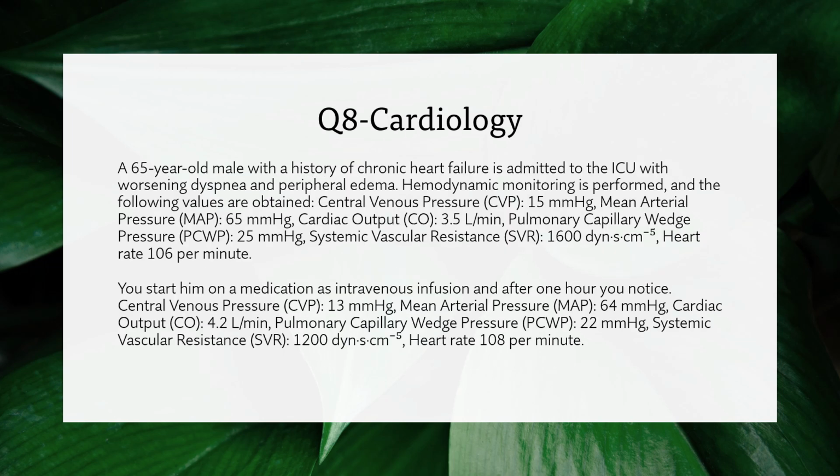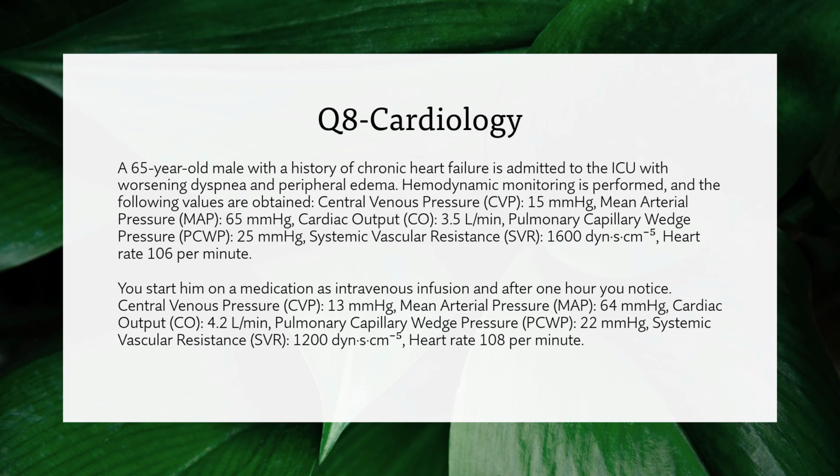Question number 8. A 65-year-old male with a history of chronic heart failure is admitted to the ICU with worsening dyspnea and peripheral edema. Hemodynamic monitoring is performed and the following values are obtained. Central venous pressure 15 mm Hg, mean arterial pressure 65 mm of mercury, cardiac output 3.5 liter per minute, pulmonary capillary wedge pressure 25, systemic vascular resistance 1600 and heart rate 106 per minute.